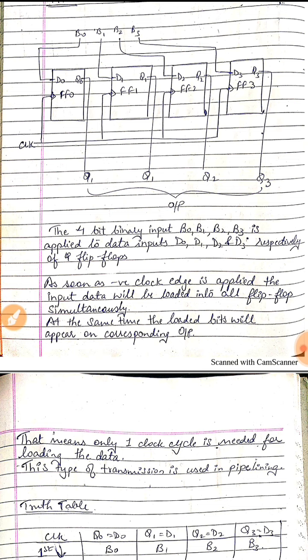So what we have seen in this lecture are 4 types of shift registers: serial in serial out, serial in parallel out, parallel in serial out, and parallel in parallel out. In the next lecture, we will see some of the applications of shift registers in the form of counters. So this is it.